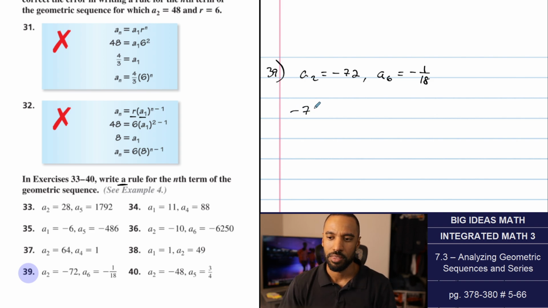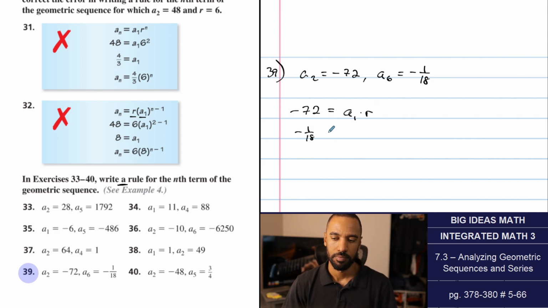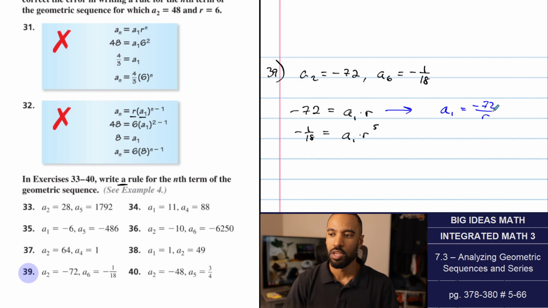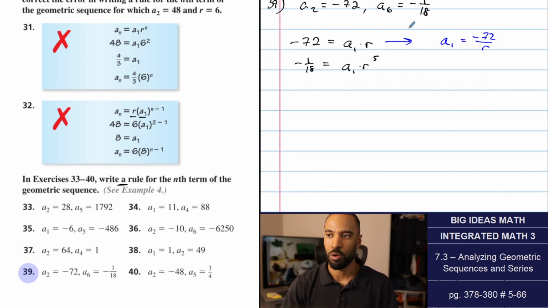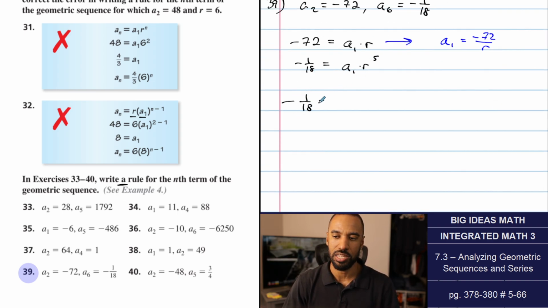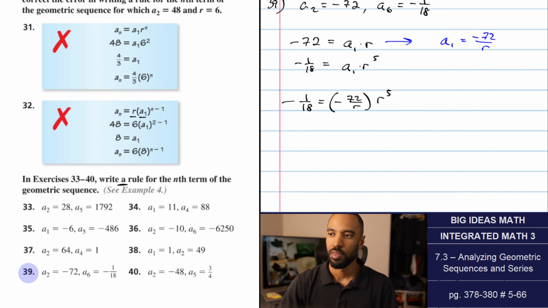So we'll have the value of the second term is the first term times the common ratio to the 2 minus 1, so to the first power. And the value of the sixth term is the first term times the common ratio to the 6 minus 1 power, to the fifth power. This one we can rewrite as a sub 1 is negative 72 over r. So when you substitute that into this formula down here, we'll get negative 1/18 equals negative 72 over r times r to the fifth power.